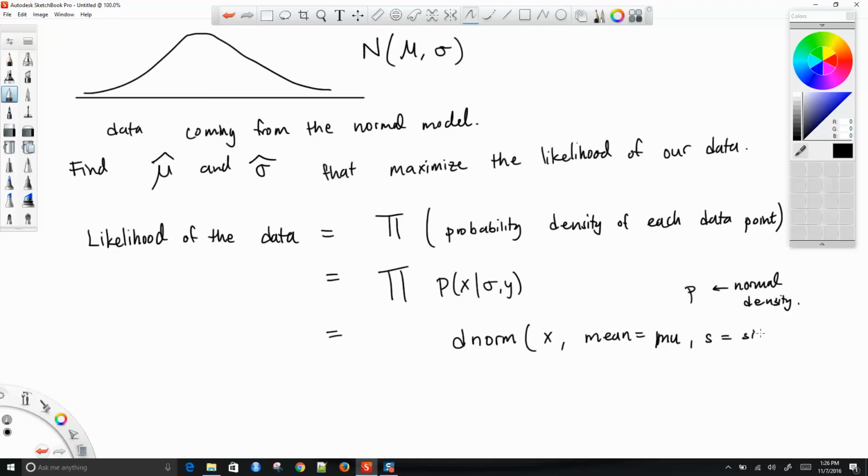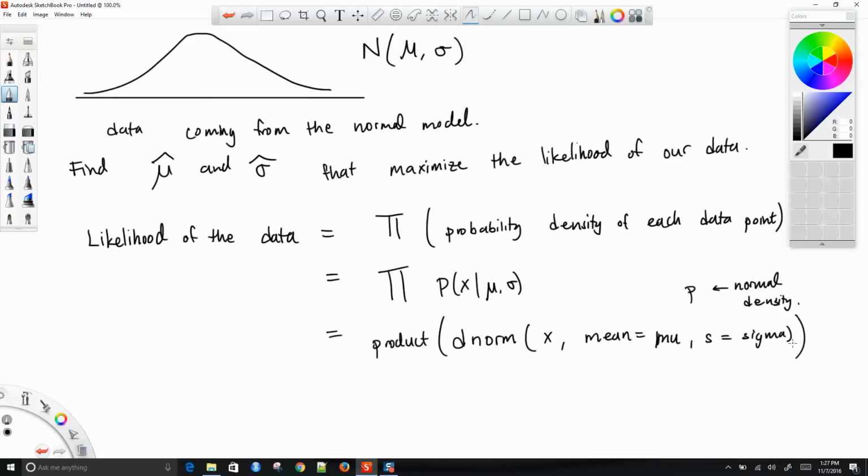Oh, what did I write here? I wrote mu and sigma and y. This should be mu and sigma. I apologize. Okay. d-norm, is that okay with everybody? So d-norm is the one that gives us the probability density. If you go to Wikipedia and look up normal distribution, it has a little bit of the mess. Then we would need to do the product of all of this, right? We would have to tell R to multiply all of these together.